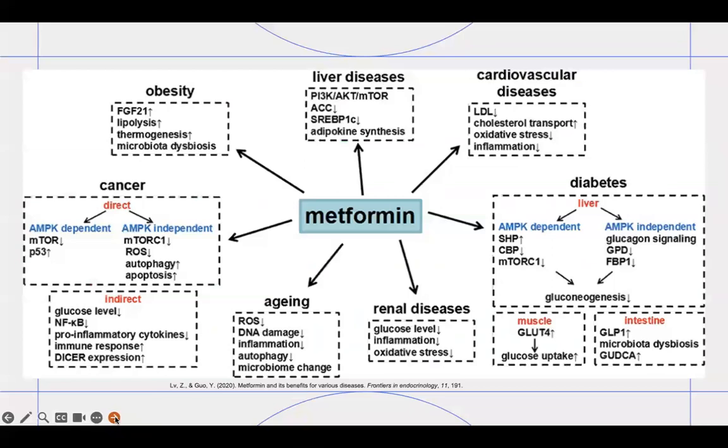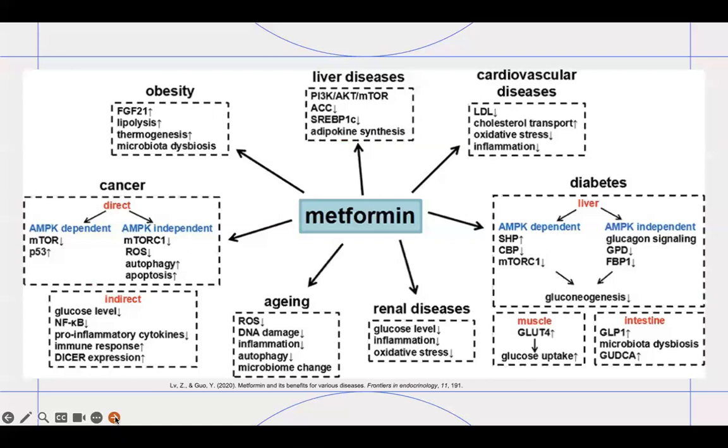Though there are medications developed, such as metformin, which is known as the first-line pharmaceutical treatment for type 2 diabetes, to help reduce the glucose levels if exercise is not enough. Metformin is being used to treat other diseases including cancer, obesity, liver diseases, cardiovascular diseases, and renal diseases due to its ability to exert different effects through different signaling pathways.